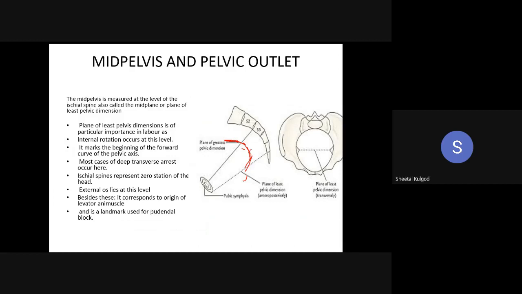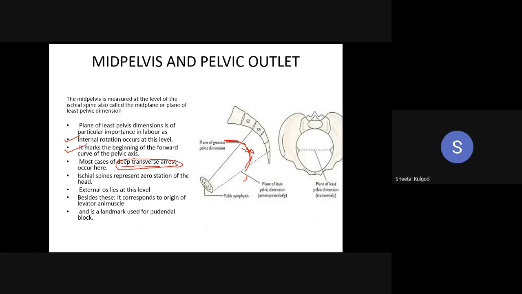So the point where it changes also occurs at the level of the least pelvic dimensions. So one is that internal rotation occurs here. It marks the beginning of the forward curve of the pelvic axis. Whenever there is a deep transverse arrest, so in an abnormal kind of labor, there is something called deep transverse arrest.